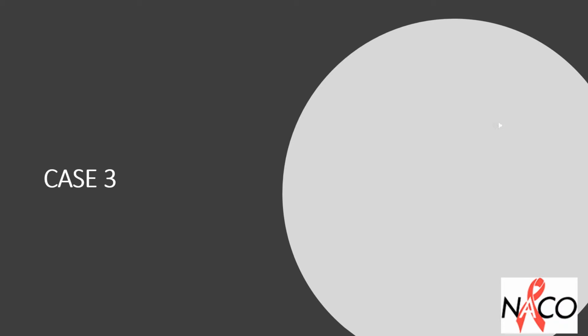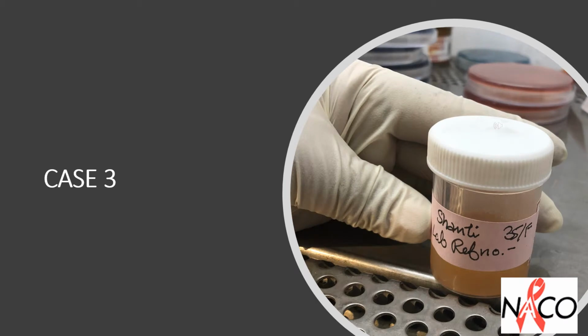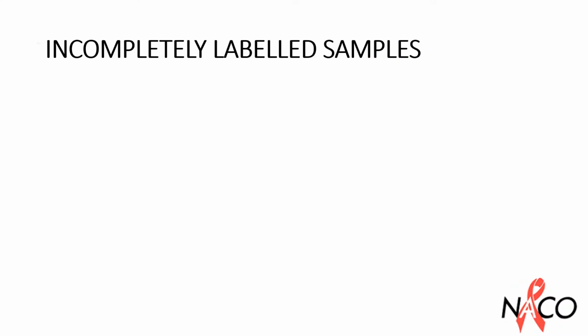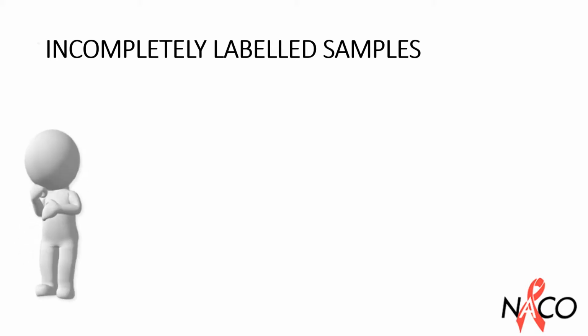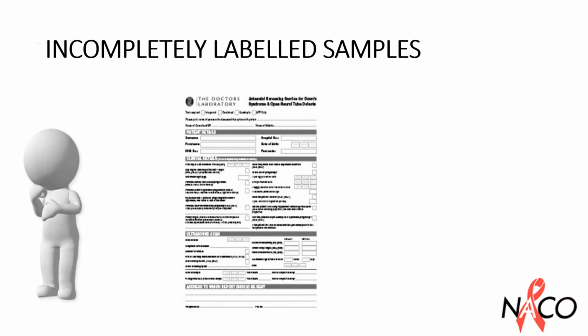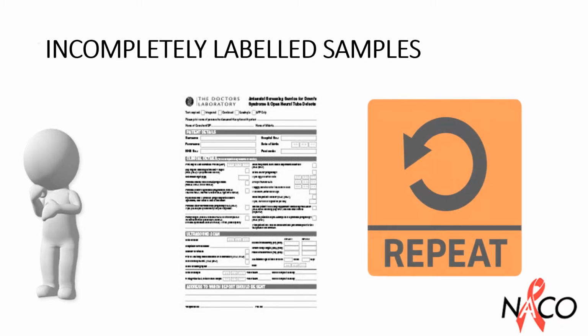Now consider a case where the laboratory has received a specimen in an incompletely labeled container. What do you think should be done in such cases? The laboratory should ensure that specimens which are labeled incompletely need to be verified satisfactorily by the technician who collected the specimen with the help of the test request form or TRF. If that is not possible, the collection is to be repeated.